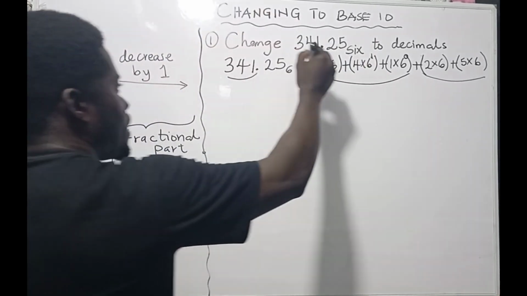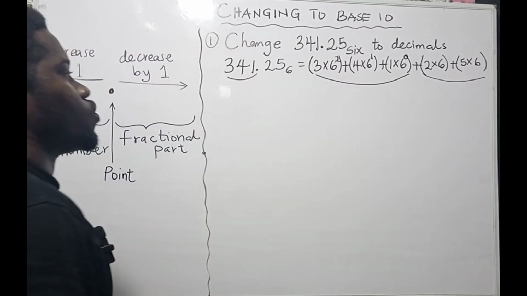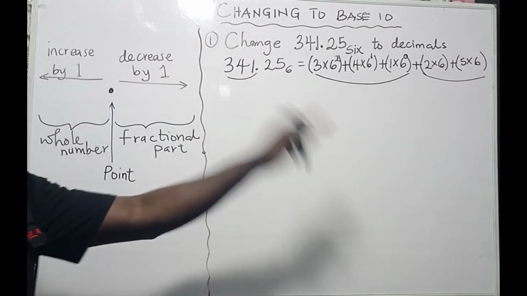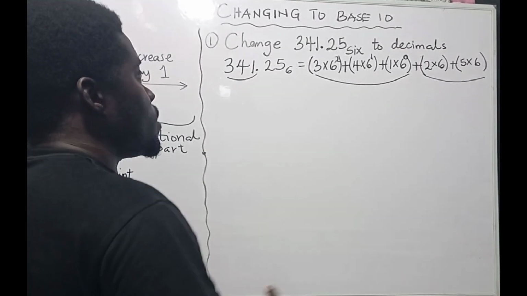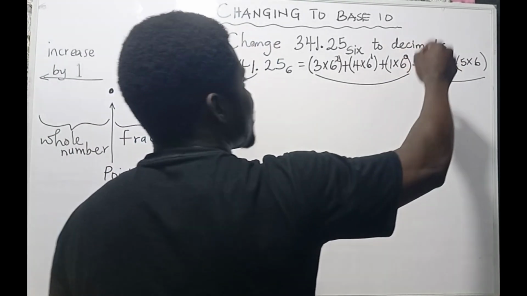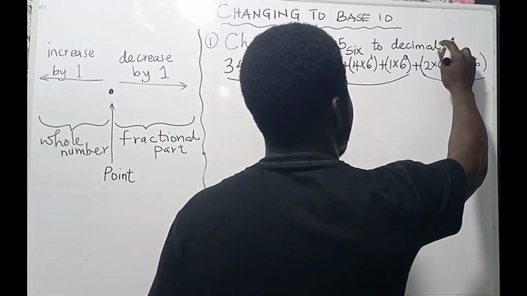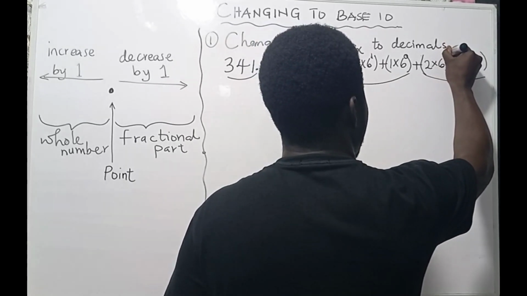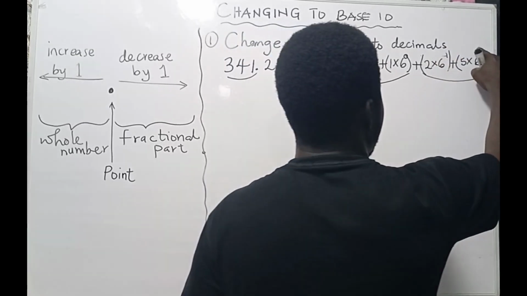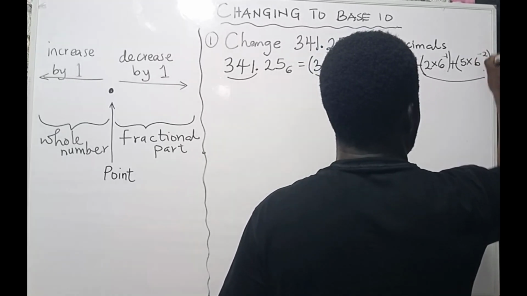We increase by 1 again, and we are having 2. So this is 6 to the power 2. Let's go to the right hand side, that is to the right of the point. That one, we said from 0, we will not add, but we will subtract 1. We will decrease by 1. So 0 minus 1 is minus 1. So this is minus 1. We subtract 1 again, we are having minus 2.